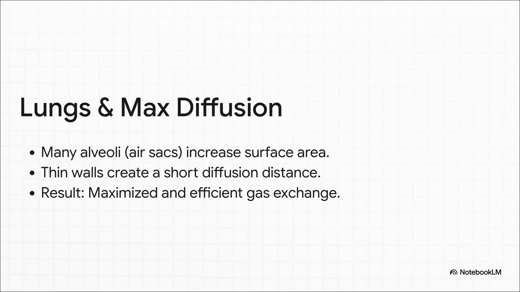First, they're filled with millions of tiny air sacs called alveoli, which gives them a huge surface area, like the size of a tennis court. Second, the walls of these alveoli are paper thin, just one cell thick. This means gases have a super short distance to travel. Large surface area, short diffusion distance. That's the winning combo.